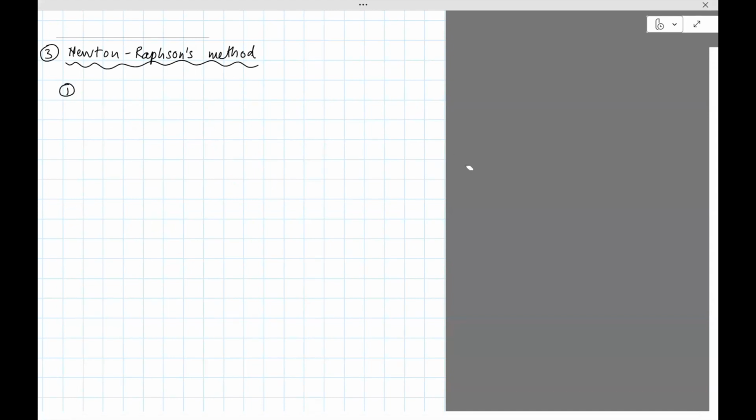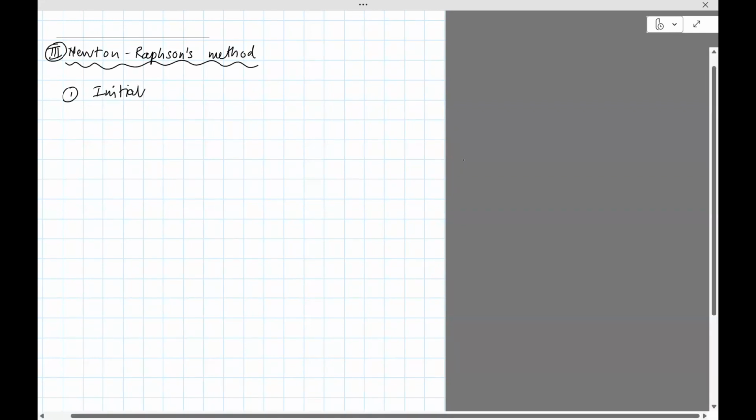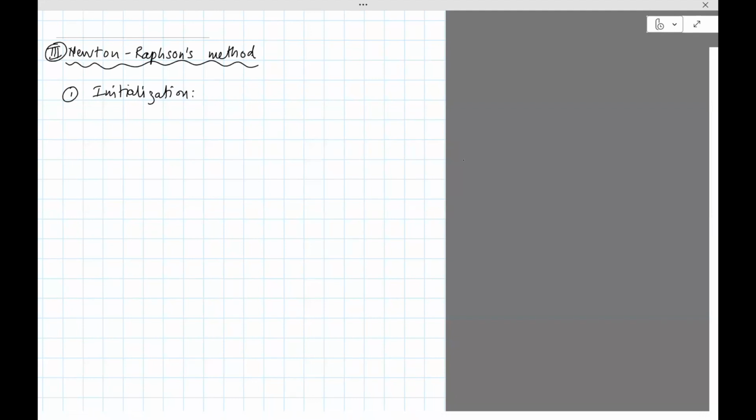First, I'm using this notation 3. First step is initialization. Okay, it needs only one initial value.